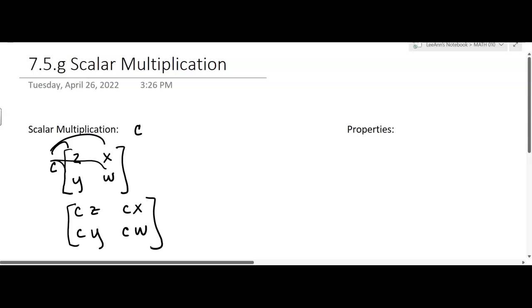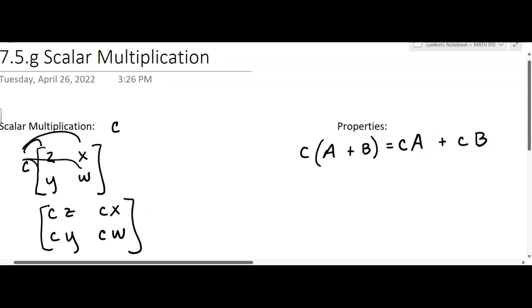Now, properties, well, it's distributive. So if you have a scalar times two matrices that are being added, you could multiply the scalar times A plus the scalar times B. So that would be an example of the distributive property. Now these properties are saying A and B are matrices, and then we'll say lowercase a, b, and c are scalars.